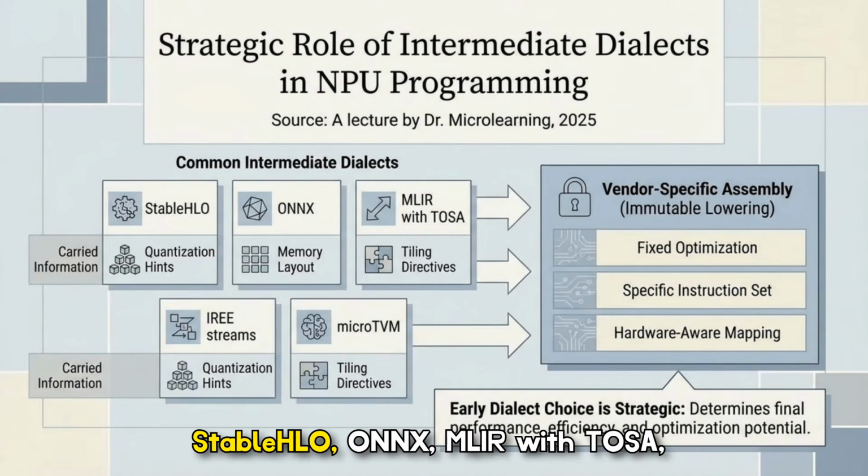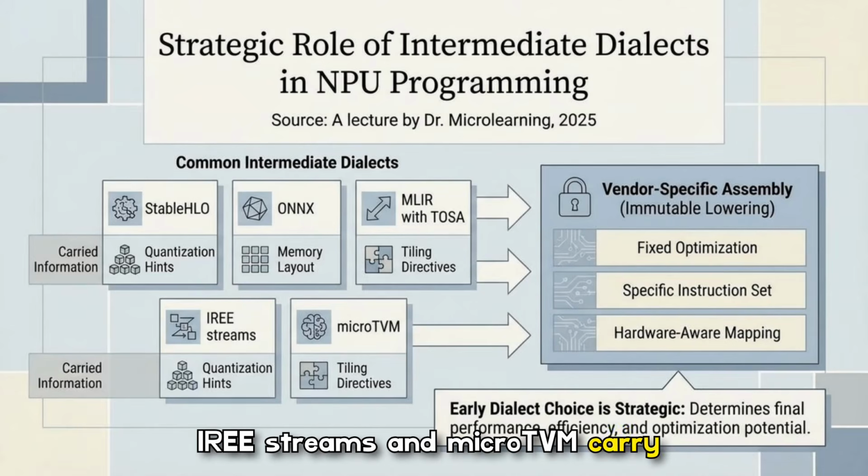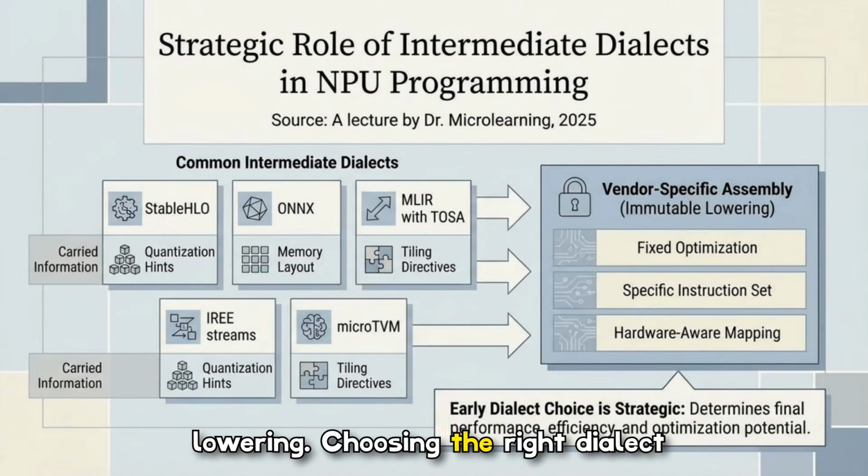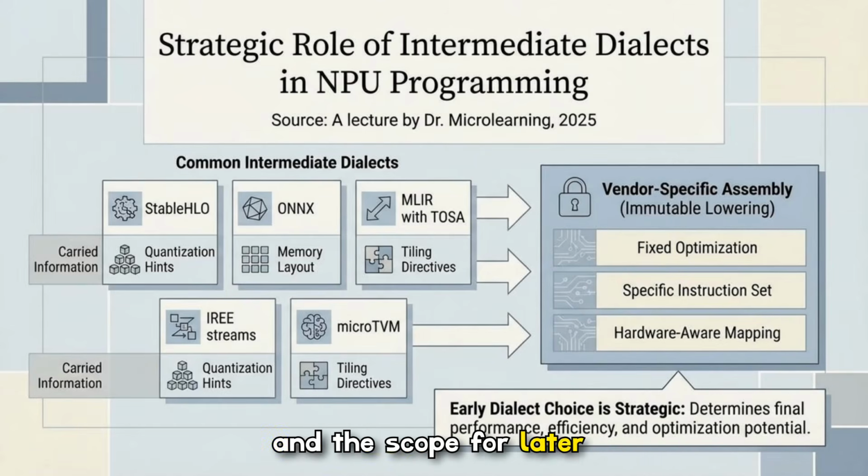Formats like StableHLO, ONNX, MLIR with TOSA, IREE streams, and microTVM carry quantization info, memory layout, and tiling directives that influence lowering. Choosing the right dialect early is not neutral. It shapes the final instruction mapping, efficiency, and the scope for later hardware-aware optimization.